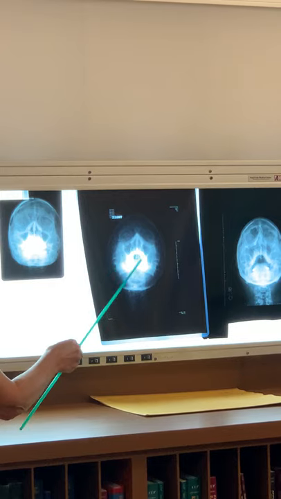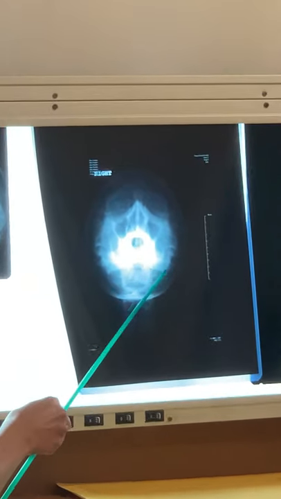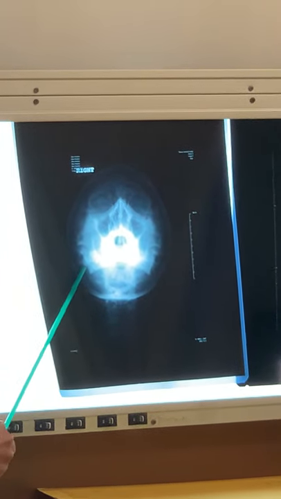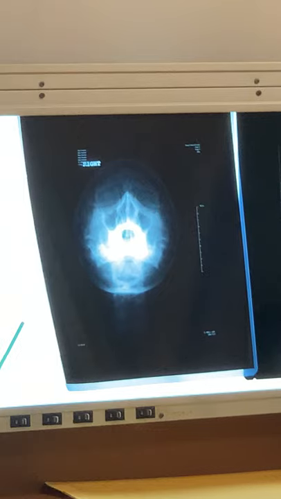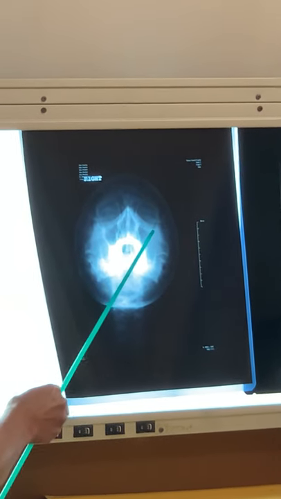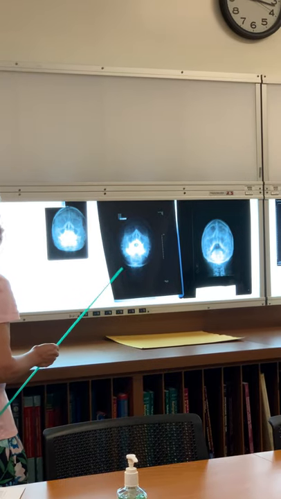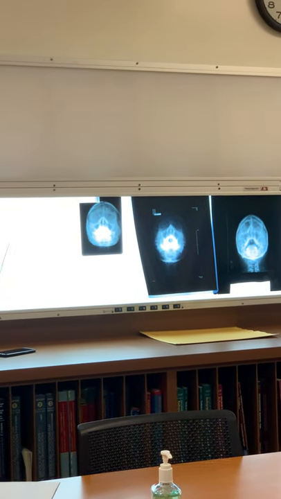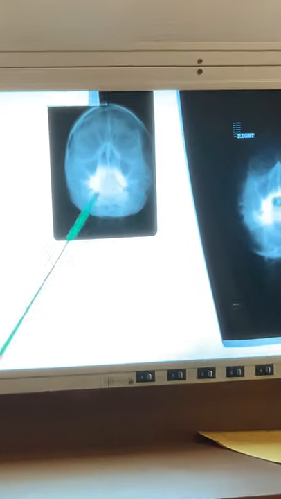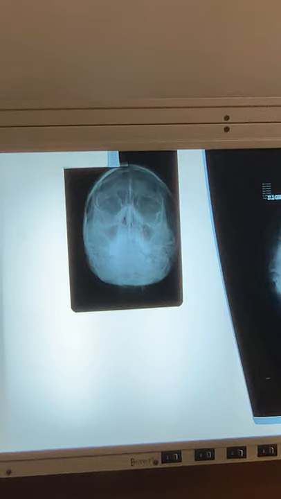That's the coronoid process of the mandible, and the condyle is over here. I always just follow the ramus up to find the condyle. Okay, like I said, maxillary sinuses, nice and open. What about rotation here? That's so dark you can't see it. What about this one for rotation?